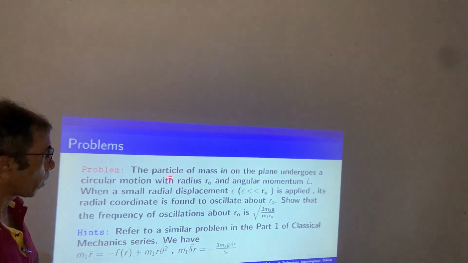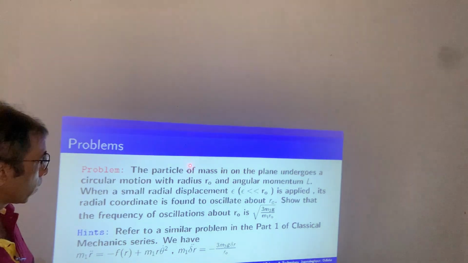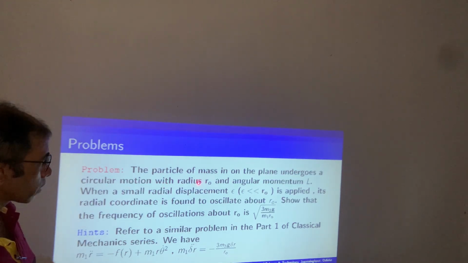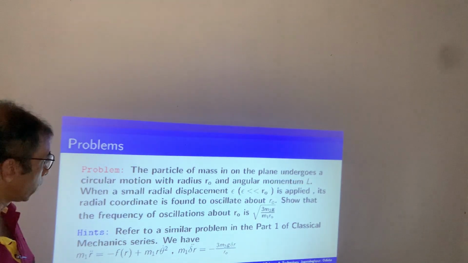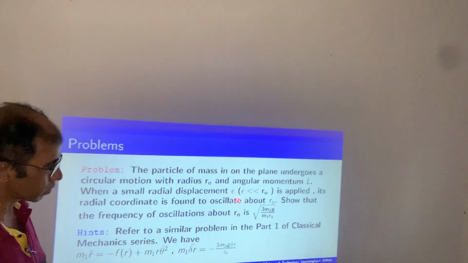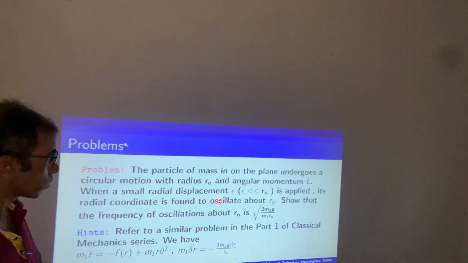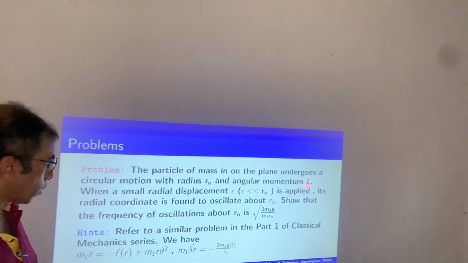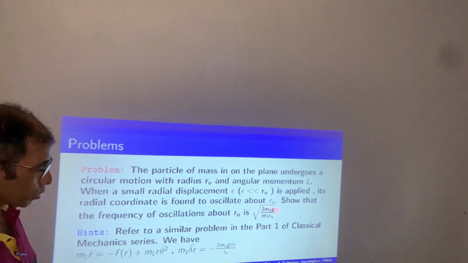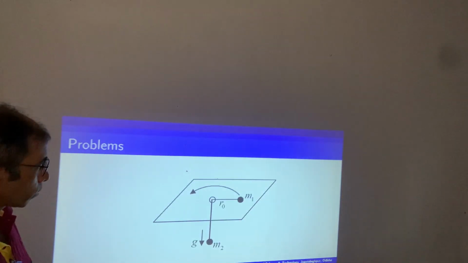The next problem is: a particle of mass m on the plane undergoes a circular motion with radius r0 and angular momentum L. And a small displacement epsilon, where epsilon is much less than r0, is applied. Its radial coordinate is found to oscillate about r0. Show that the frequency of oscillation about r0 is given by the expression in the problem. What is the problem? So we will go here. So this is the problem.